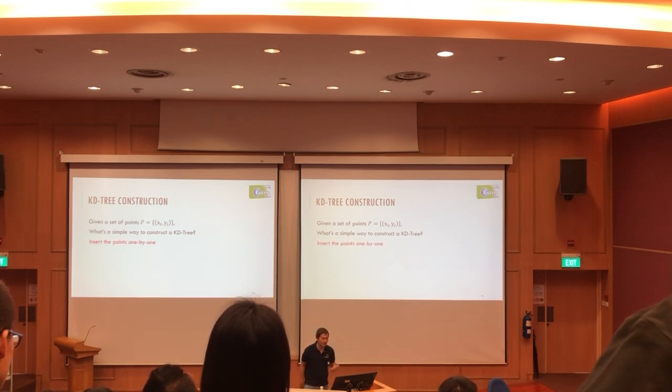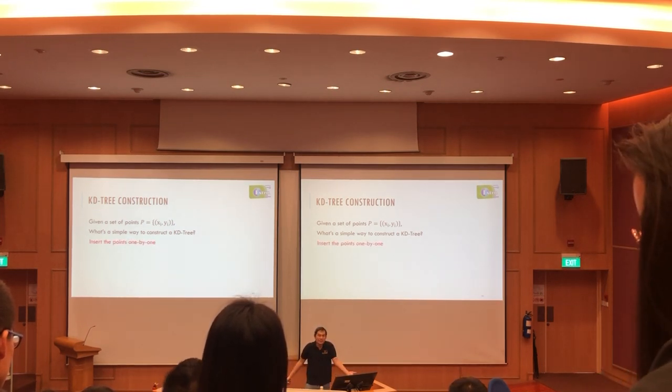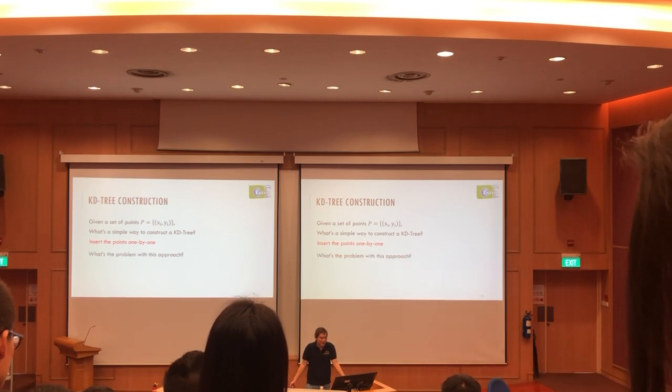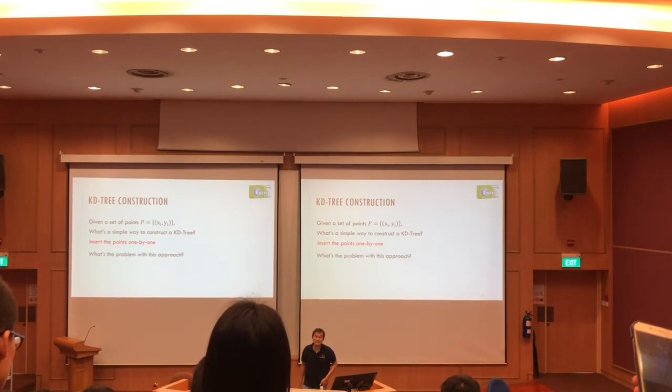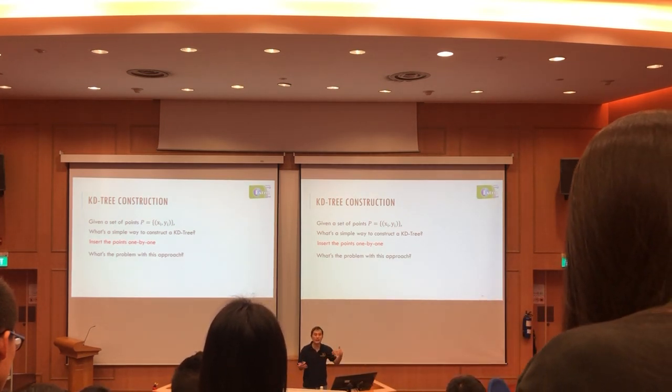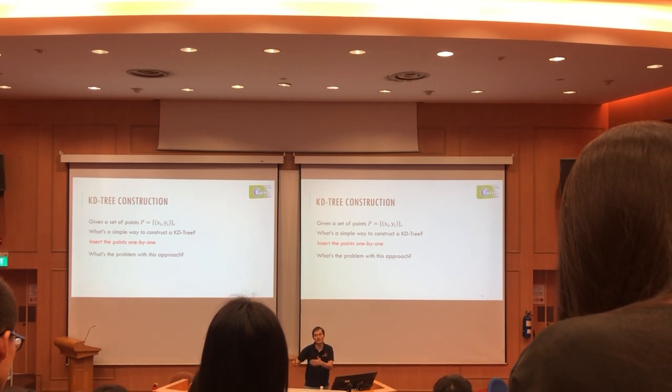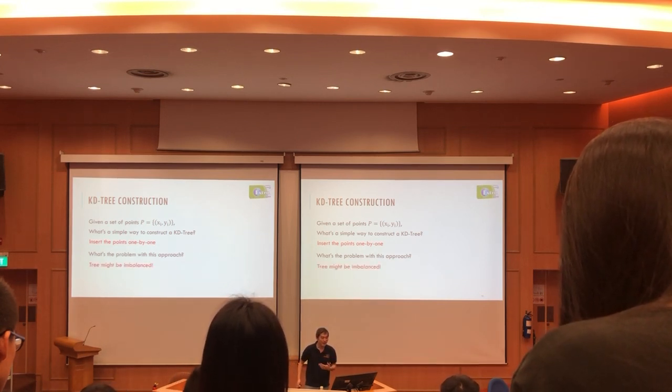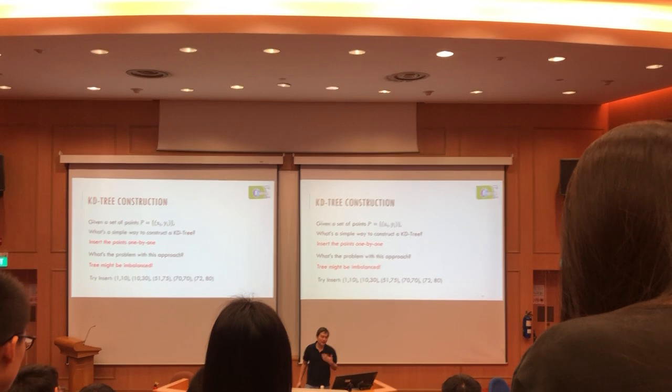Insert one by one, thank you. You insert the points one by one. That's the simplest possible way, of course. What's the problem? The tree might not be balanced. We spent the last hour talking about how to make trees balanced. We want to make trees balanced. The tree might become imbalanced. Then it's bad for us.